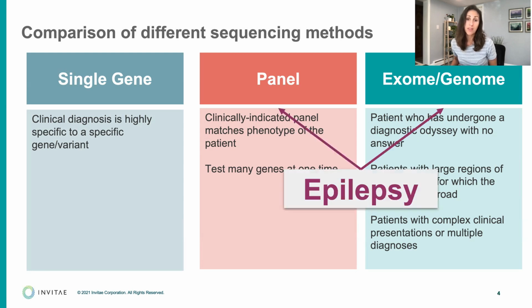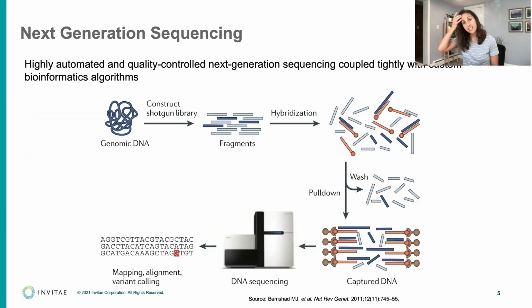For individuals with epilepsy, we're mainly seeing the use of panels, exomes, and genomes. This is the technology that is fairly common to at least panels and exomes. Genomes are slightly different, but really similar. So how this works is the patient sends in a sample, either blood, sometimes a cheek swab, sometimes a spit tube, and the lab will collect the genomic DNA out of that sample.